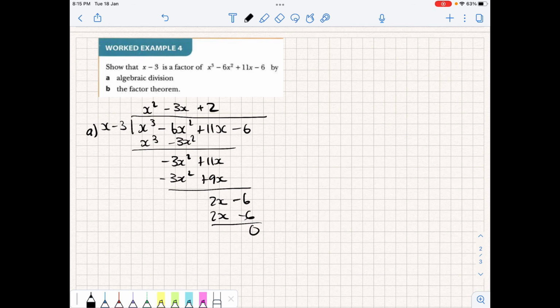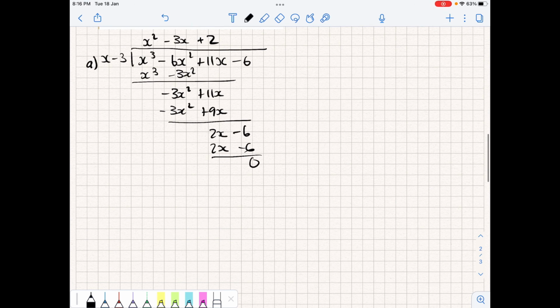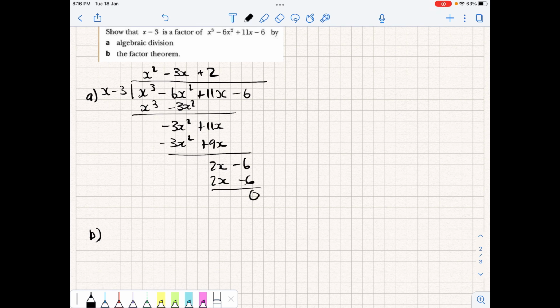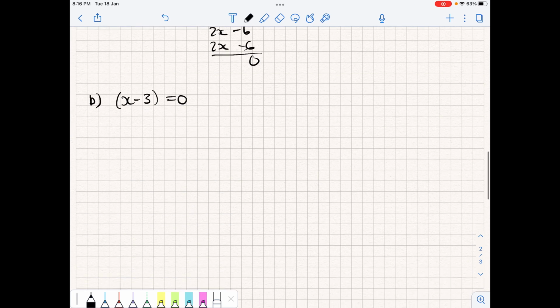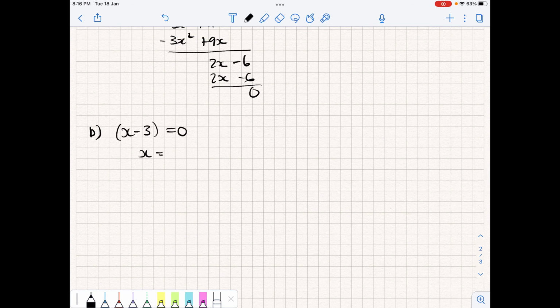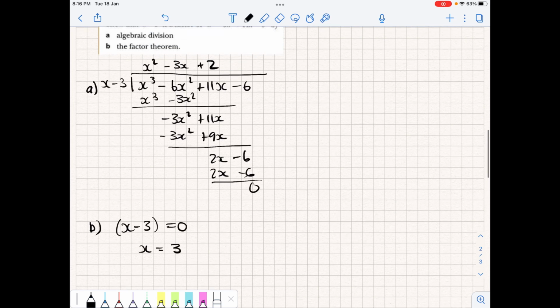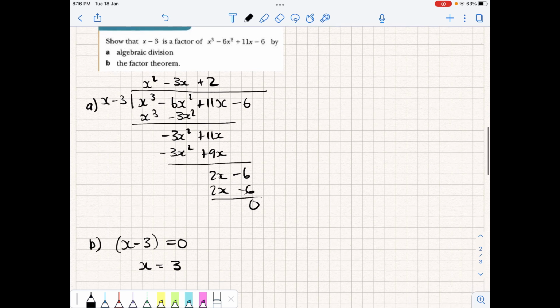So because we get a remainder of 0, we can prove that x minus 3 is a factor of the larger polynomial. Right, now the second method says use the factor theorem. So with the factor theorem, we need to remember that if x minus 3 is a factor, that means that when x minus 3 is equal to 0, or when x is equal to 3, we should get 0 when we substitute it into the original equation.